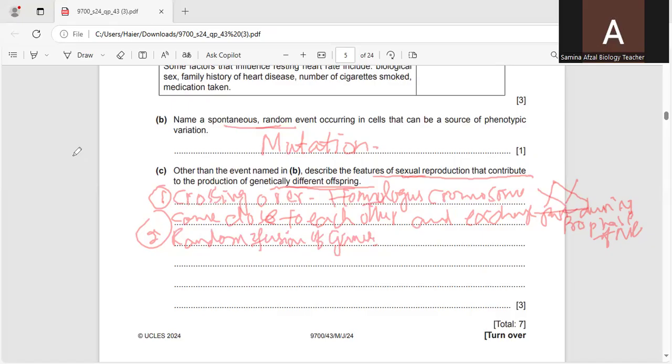It is not pre-planned. So nobody knows which sperm will fuse with the egg. So at that time, when sperm and egg fuse together, nobody knows which sperm will enter into it. So in this way, the random fusion of the gametes will take place. Number three, we can say the random mating, or you can say the independent assortment.